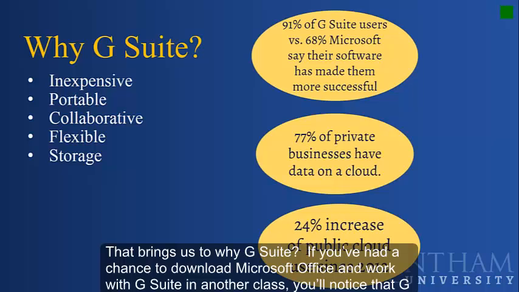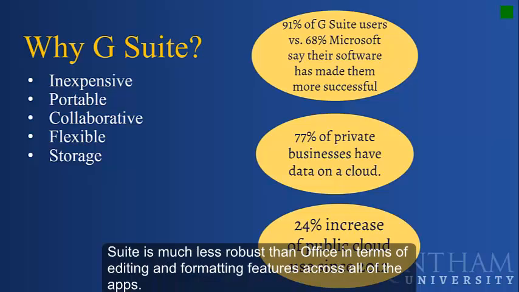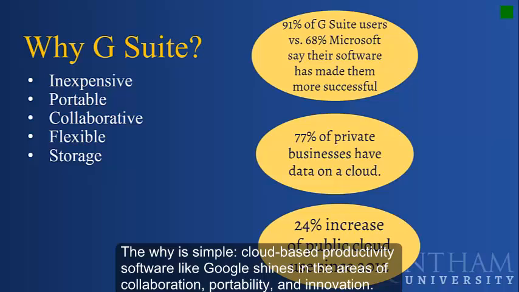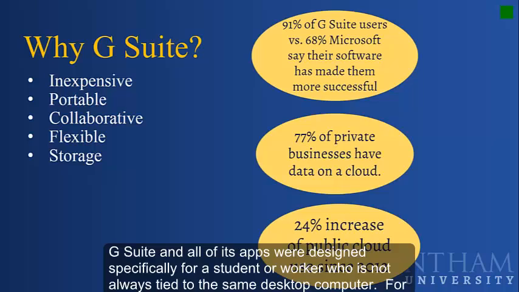If you've had a chance to download Microsoft Office and have worked with G Suite in another class, you'll notice that G Suite is much less robust than Office in terms of editing and formatting features across all of the apps. The why is simple. Cloud-based productivity software like Google shines in the areas of collaboration, portability, and innovation. G Suite and all of its apps were designed specifically for a student or a worker who is not always tied to the same desktop computer.